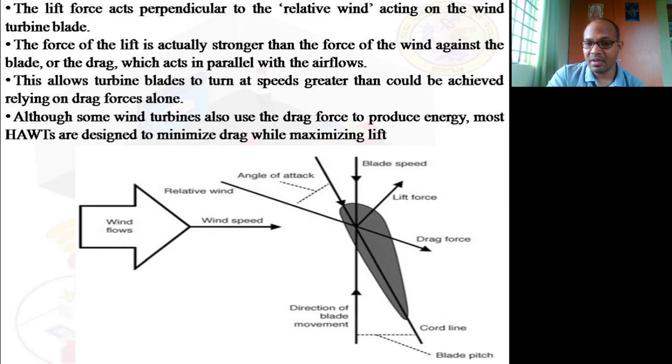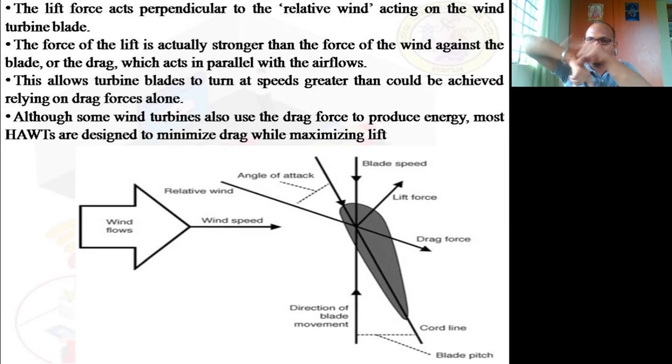Okay, now this is a chord line. Chord line means a simple line which has been drawn in order to find out the mid portion of that blade. This is the lift force which makes it move in this direction, and drag force will make it move in this direction. So this is how it works. Is it clear?